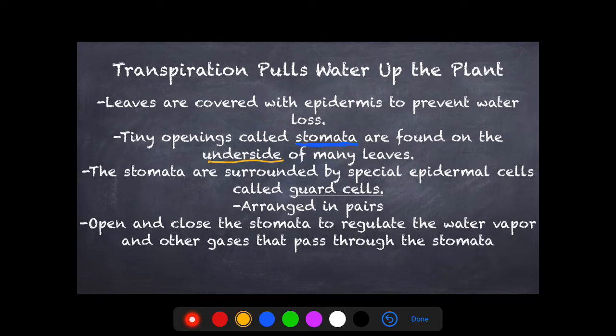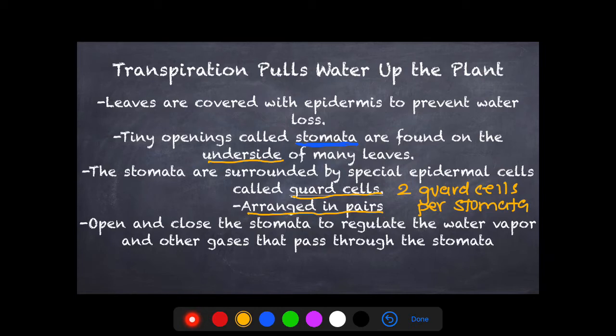So what the stomata has is these special cells called the guard cells that surround the stomata on either side. So there's 2 guard cells per stomata. That's why it says it's arranged in pairs. I'm going to just write this on the side, 2 guard cells per stomata. This is super important. And I'm going to show you a diagram of it too.